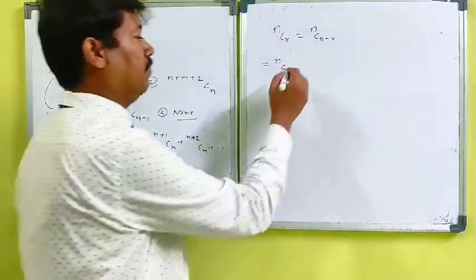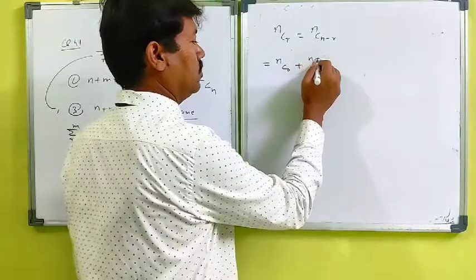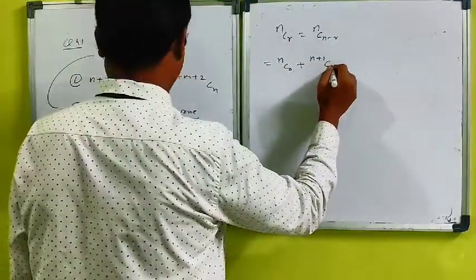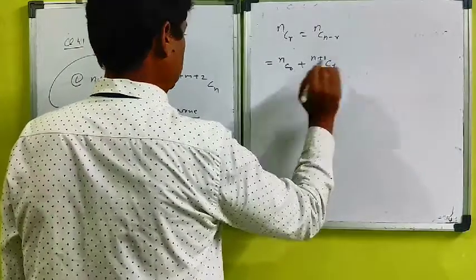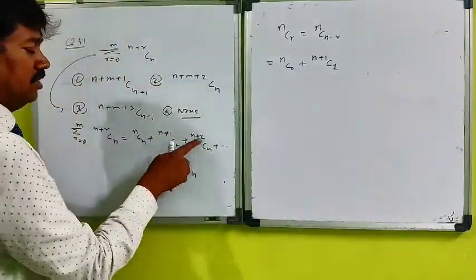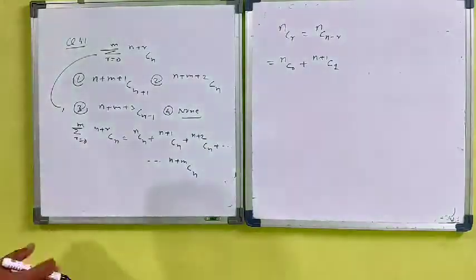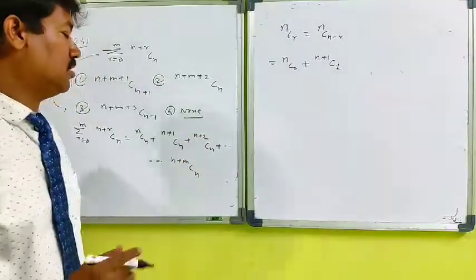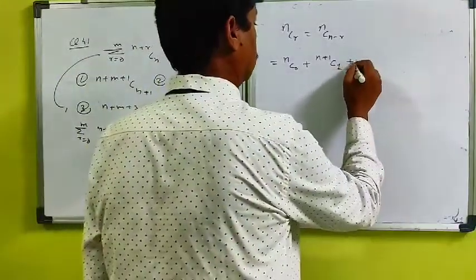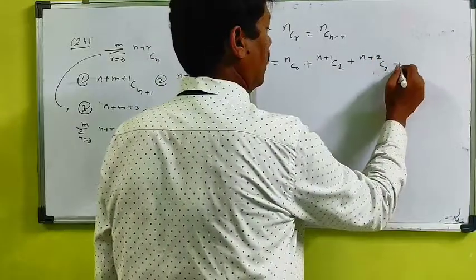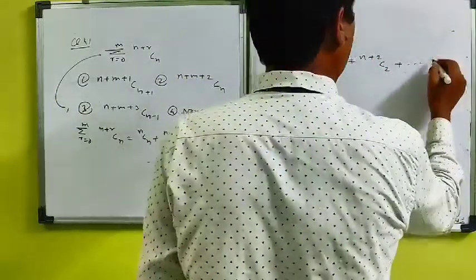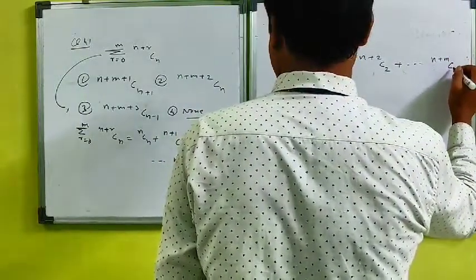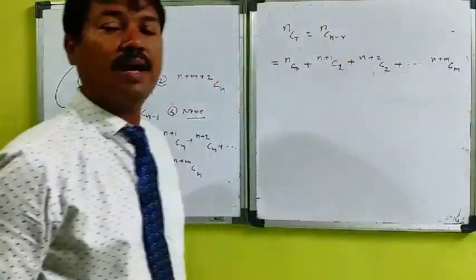The sum of both, it is (n+1)C1. So this n minus this. Similarly, this minus this. nCr is n minus r. So the sum of both, n plus 2, is nothing but (n+2)C2, like this. What will be in the last? (n+n)Cn. Understood?